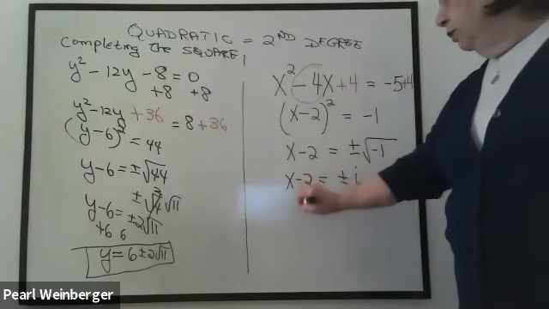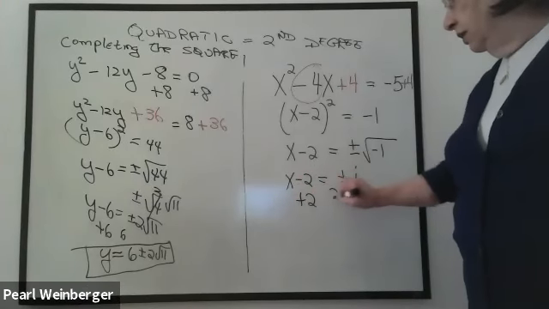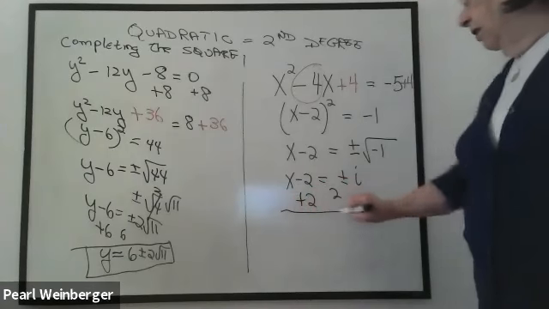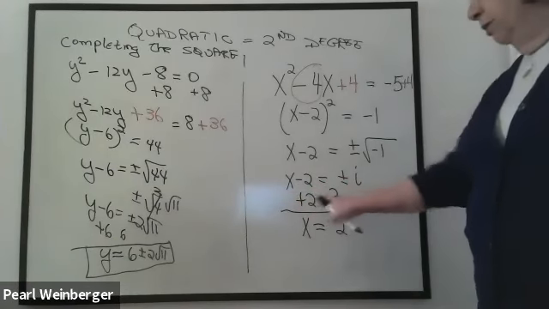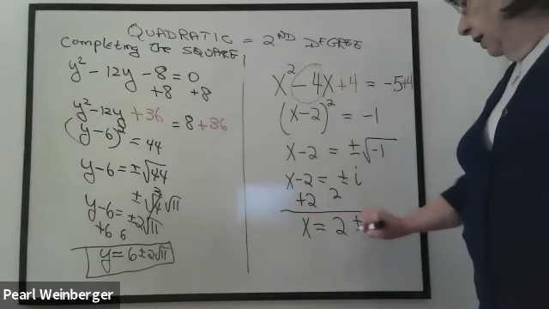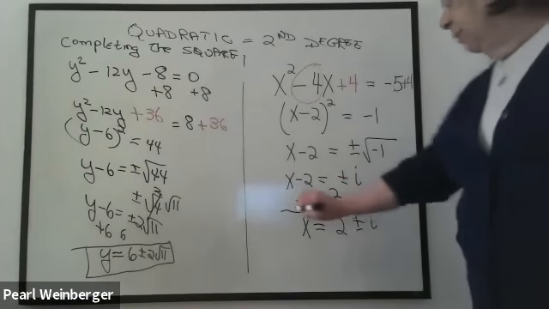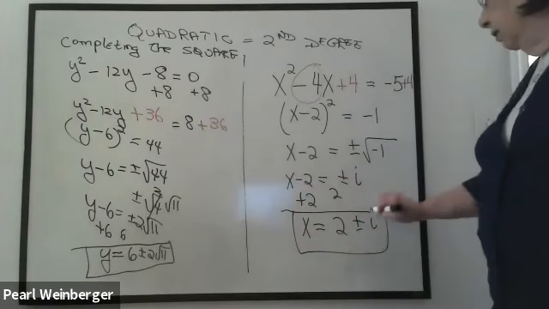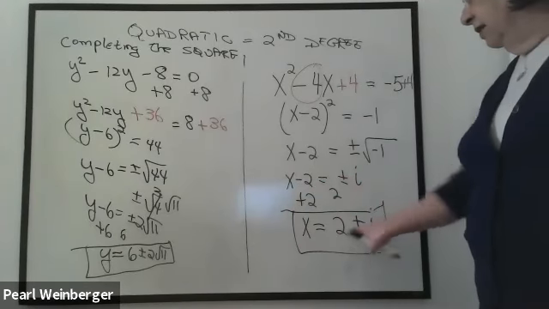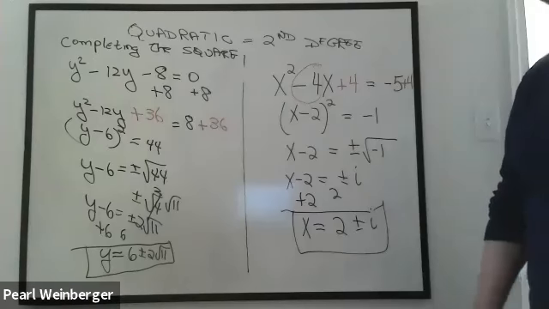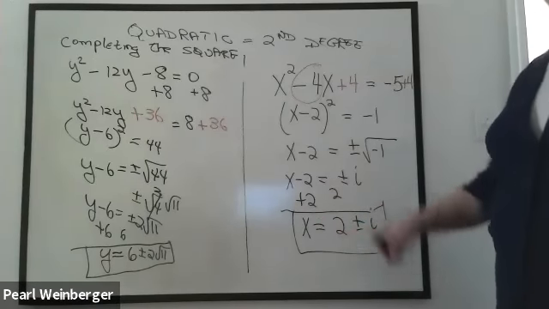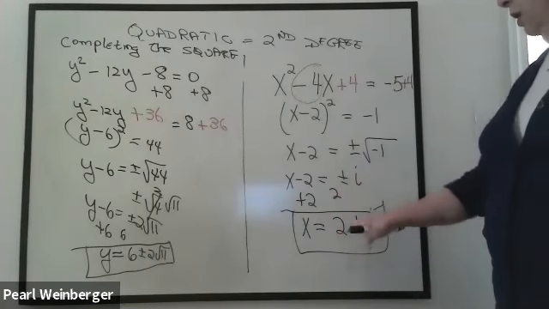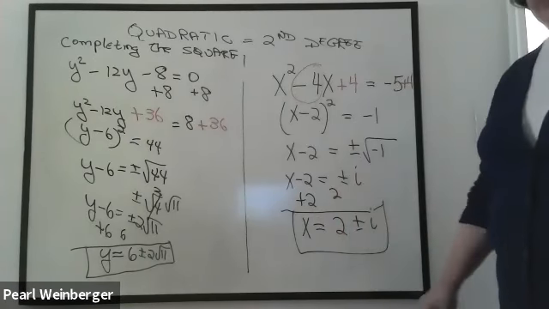And now all I have to do is bring this 2 to the other side. And that'll give me x equals 2. Remember, I always put the number first, plus or minus i. And I stop right there because these two numbers are not like terms. They can't be added. But notice my answer came out to be a complex number. It has an i in it.